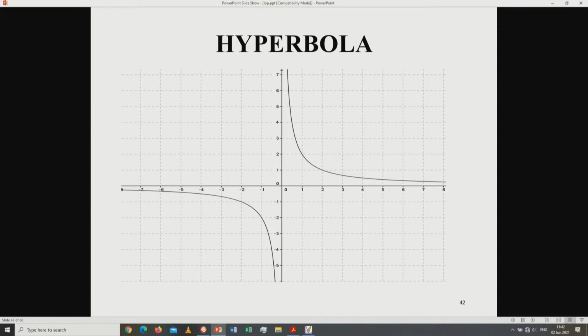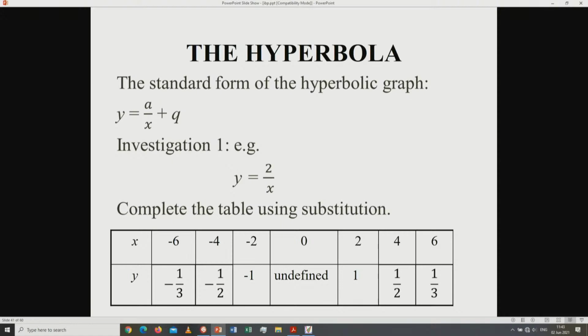At 0, it was undefined. We couldn't get the y value there. Okay, then that is the mother graph. We usually call it the mother graph. This is the mother graph, y is equal to a divided by x, 2 divided by x. That is the mother graph.